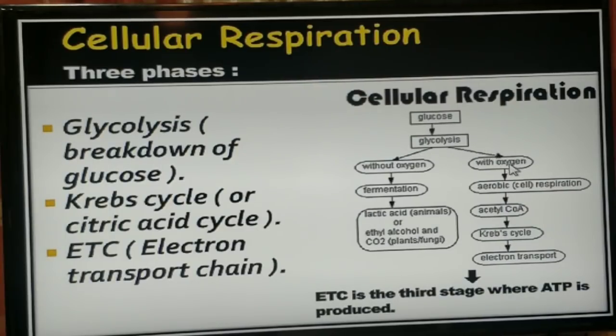With the help of oxygen, glucose gets oxidized. This is known as cellular respiration, and it produces acetyl coenzyme A, which enters into Krebs cycle and electron transport system. The electron transport system is the third stage where ATP is produced.